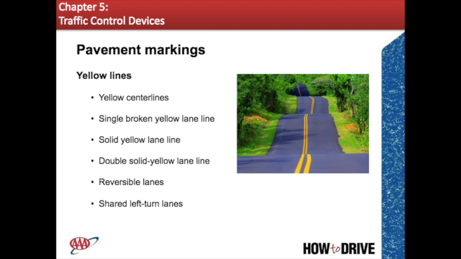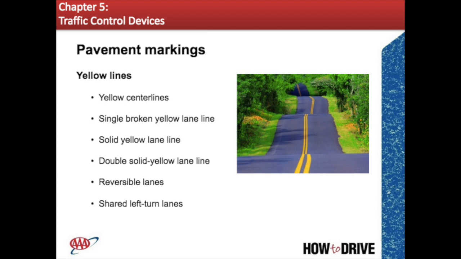And then we also have reversible lanes. These are marked with double dashed yellow lines. Reversible lanes can improve the flow of traffic by changing the direction of travel within lanes. Reversible lane signals can also be used to ease traffic flow in tunnels and on bridges. Then we have shared left turn lanes.